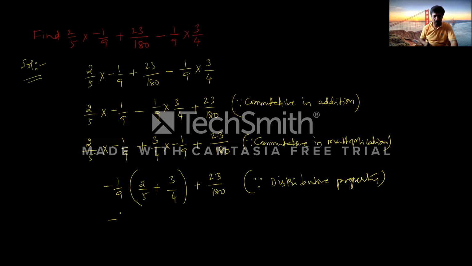Now minus 1 by 9. Take LCM of 5 and 4. These two are co-primes. So the product itself is the LCM, 20. How many times of 5 is 20? 4 times. 4 into 2 is 8. Plus how many times of 4 is 20? 5 times. 5 into 3 is 15. Plus 23 by 180.